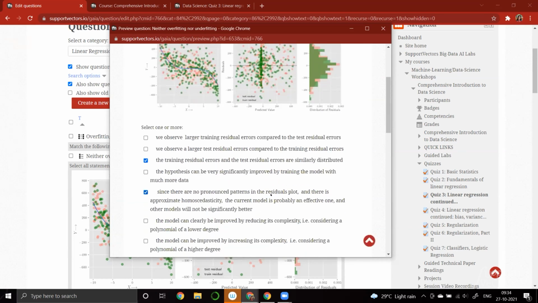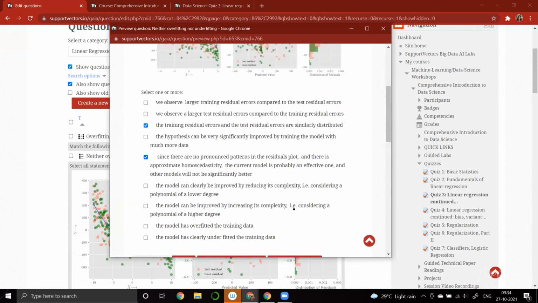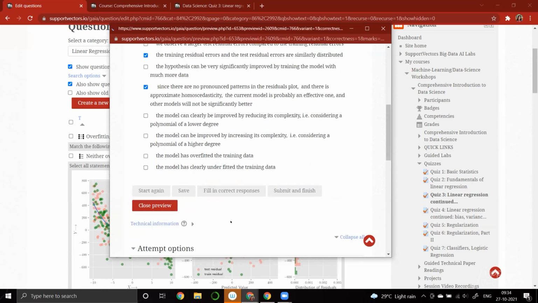The model can clearly be improved by reducing its complexity, that is, considering a polynomial of a lower degree. No, this is good. A model can be improved by increasing complexity, but that will get it overfitting, so we don't want that. The model has overfitted the training data. No. The model has clearly underfitted the training data. No. This is a good model, pretty good model. Okay.